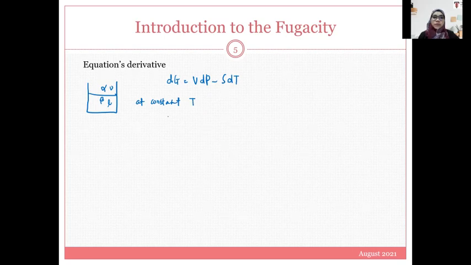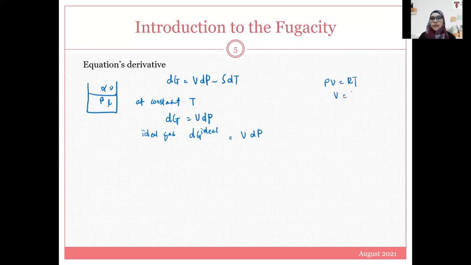At constant temperature, it turns to dG equal to VdP. For the ideal gas, we have dG ideal equal to VdP. So as we know that PV equals RT, V equals RT over P.